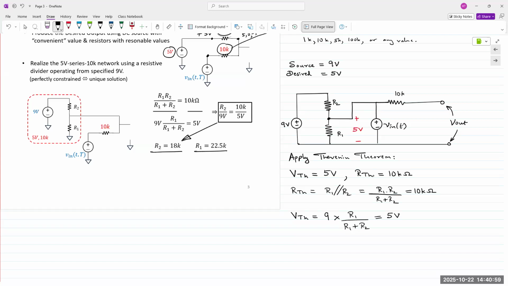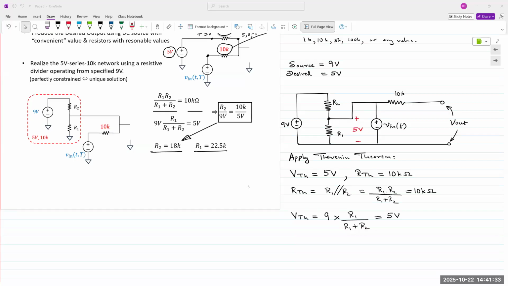Any questions? I have a question. Yeah, go ahead. Is the purpose of this circuit to have the 9 volts power supply act as if it's 5 volts? That's the whole purpose of it? Yes. The question being asked is, is the purpose for it to act as a 5-volt source? Yes, the answer is yes.